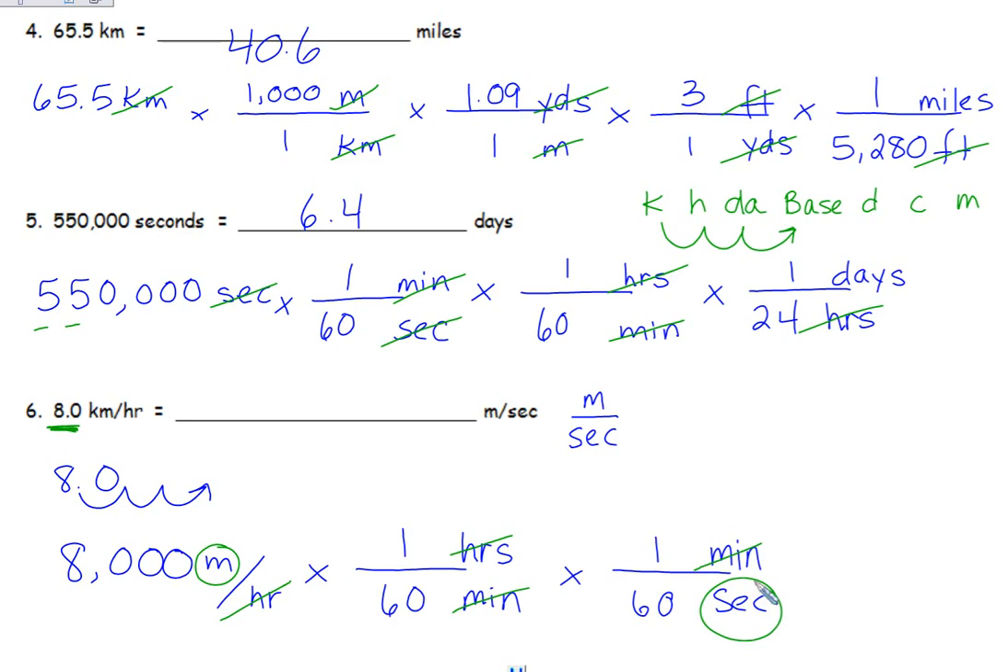So I plug this in my calculator as 8,000 divided by 60 divided by 60. And again, for sig figs, I'm going to go back to that 8.0, which is 2 sig figs. So I'm going to leave this as 2.2 meters per second.